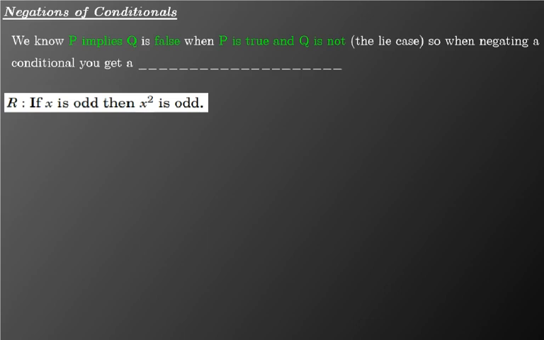And we know that the only way to get that false conditional is with P true and Q not true. And so when you negate a conditional, you actually are going to get a conjunction. It's right there in the word and. You're going to get P true and not Q, basically. So let's do it with this one really quick.